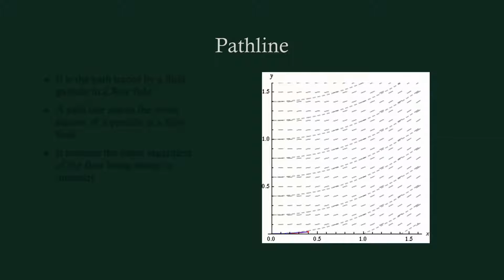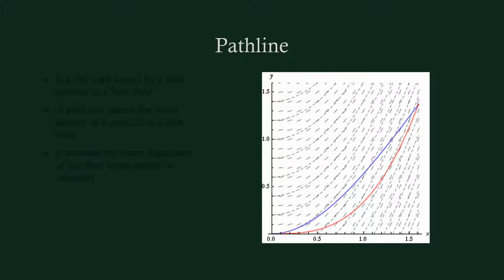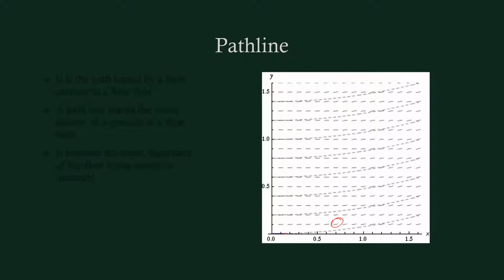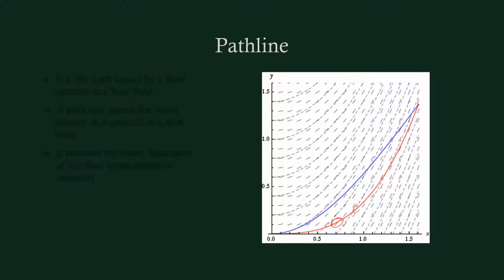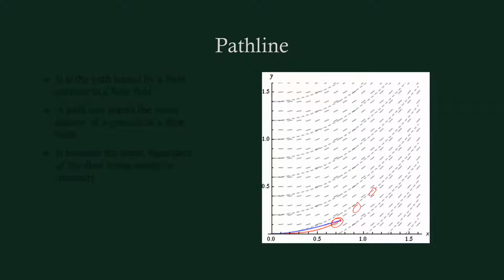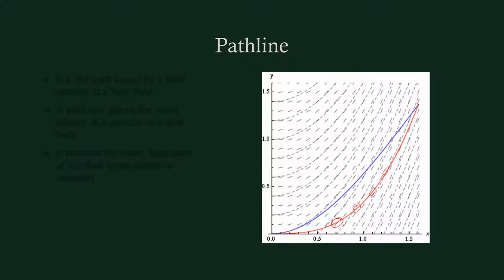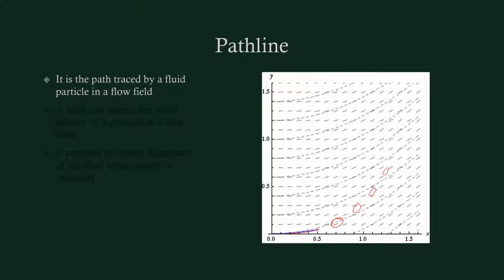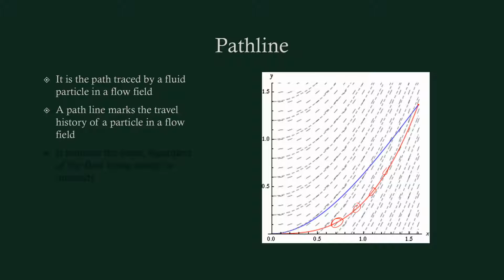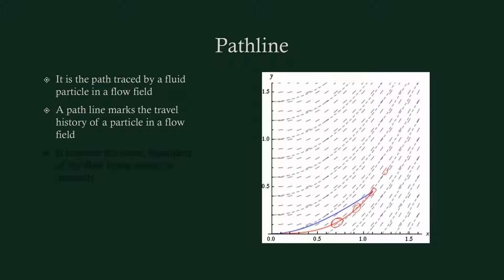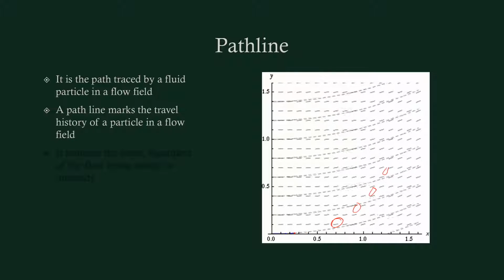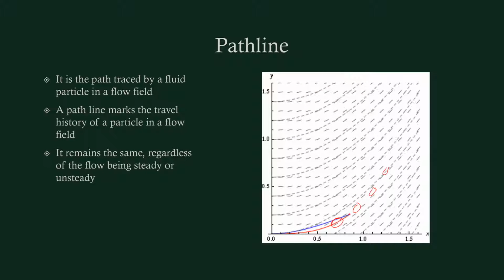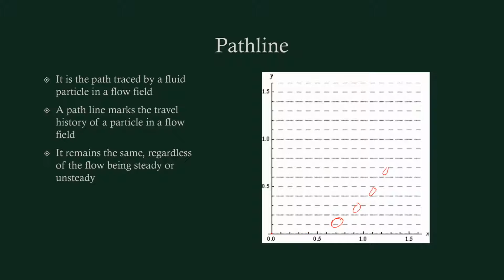The next concept is called pathline. You see the red colored line? It is tracking a particular fluid particle when it is flowing through this flow field. That means you are simply drawing its path, so that is called a pathline. So it's the path traced by a fluid particle in a flow field. It is the travel history of a particle, and it remains the same regardless of the fluid flow being steady or unsteady. So once a path is taken by a particle, it's written in history, so it doesn't change.